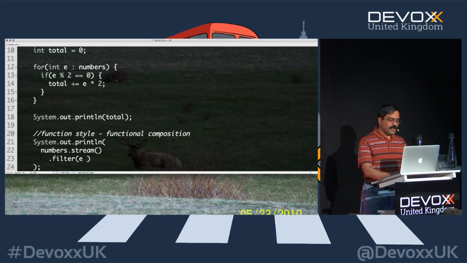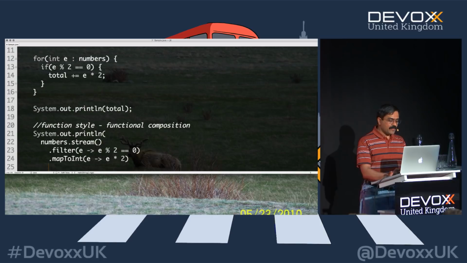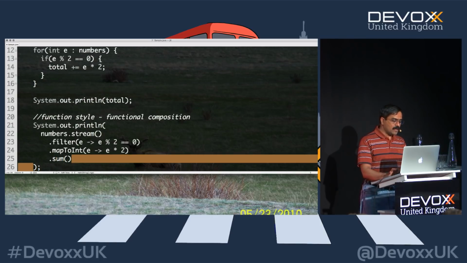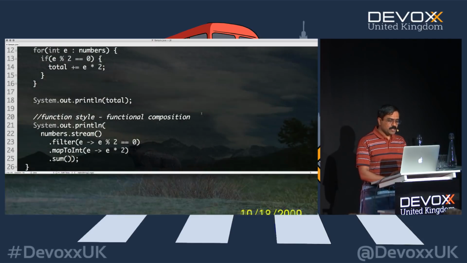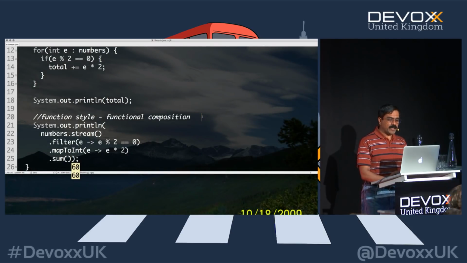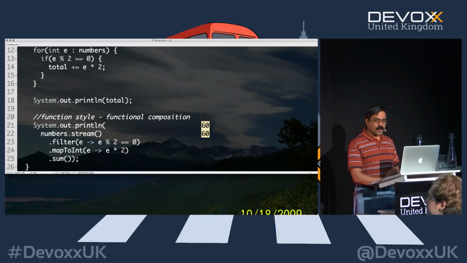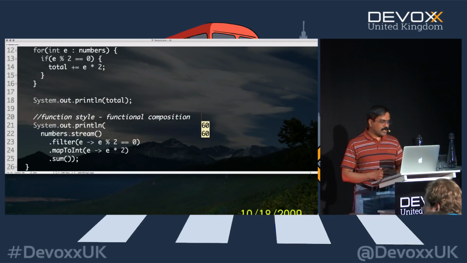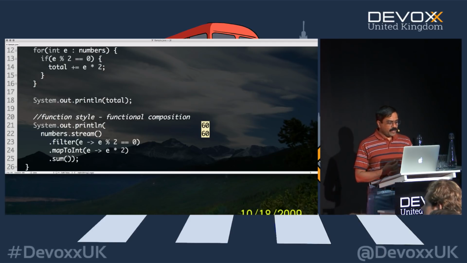So here we say filter given an element mod 2 is equal to 0, and then we map this value to the double of the value, and then we can perform a sum operation on it to get the final result of this particular computation. And this becomes the so-called collection pipeline pattern, as Martin Fowler calls it. So functional composition becomes the collection pipeline we can use.